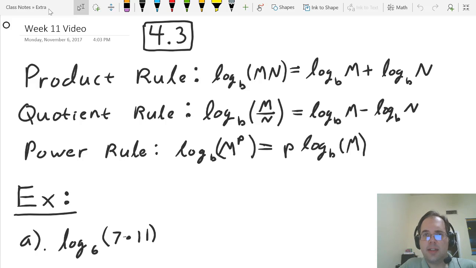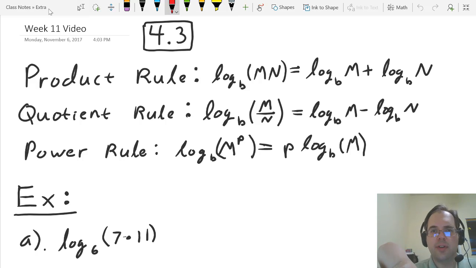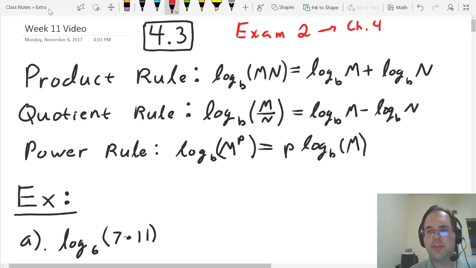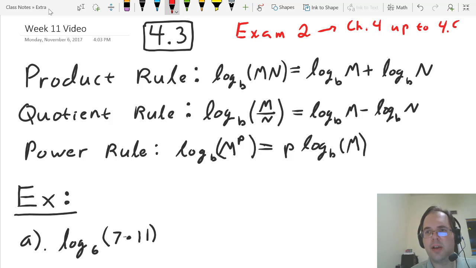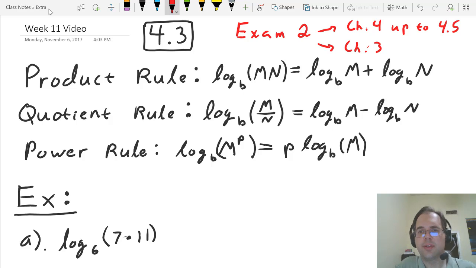The second exam is going to cover everything from Chapter 4 up to, but not including, 4.5. So we'll stop right at 4.4. It also is going to cover Chapter 3. So those two sections and those two chapters will be covered on the exam, which is everything basically up through this week's homework.